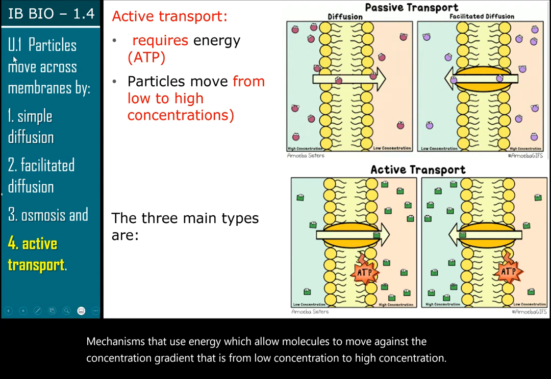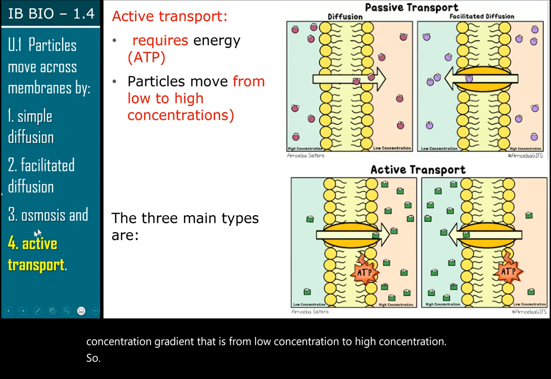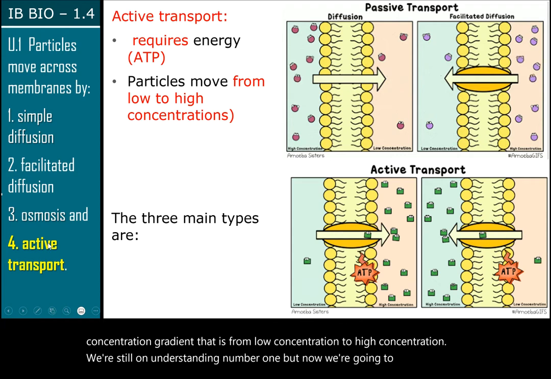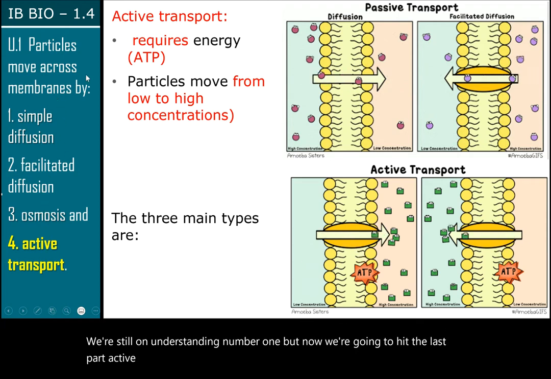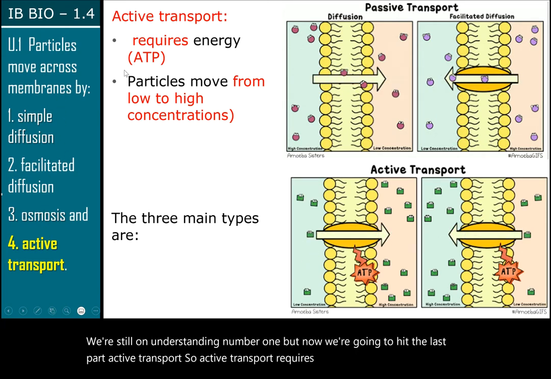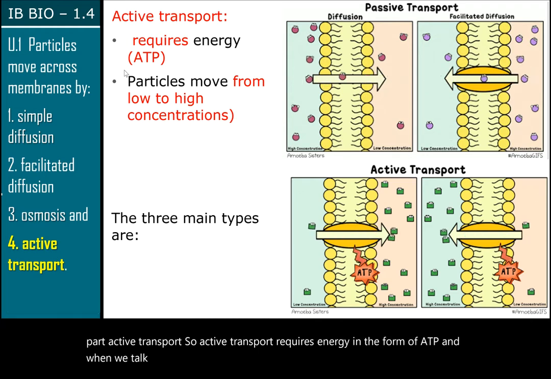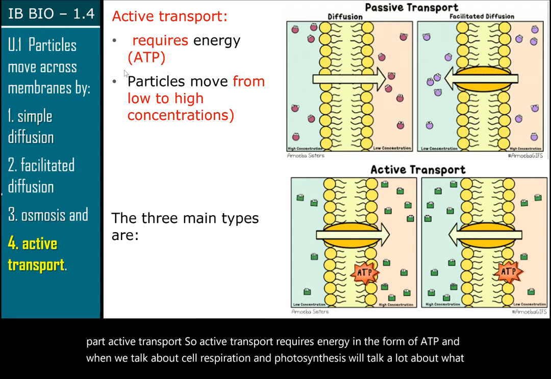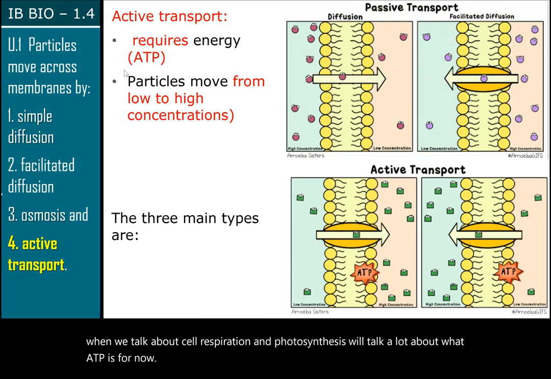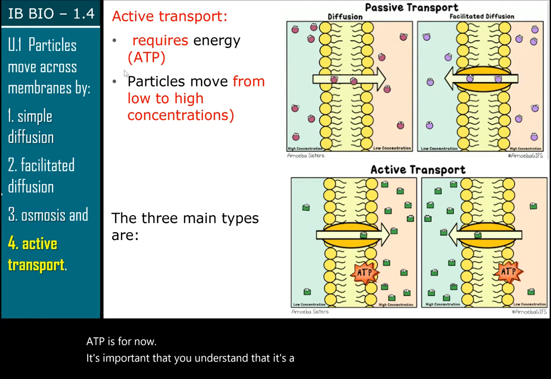So, we're still on understanding number 1, but now we're going to hit the last part, active transport. So active transport requires energy in the form of ATP. And when we talk about cell respiration and photosynthesis, we'll talk a lot about what ATP is. For now, it's important that you understand that it's a form of energy currency that the cell can use, right?